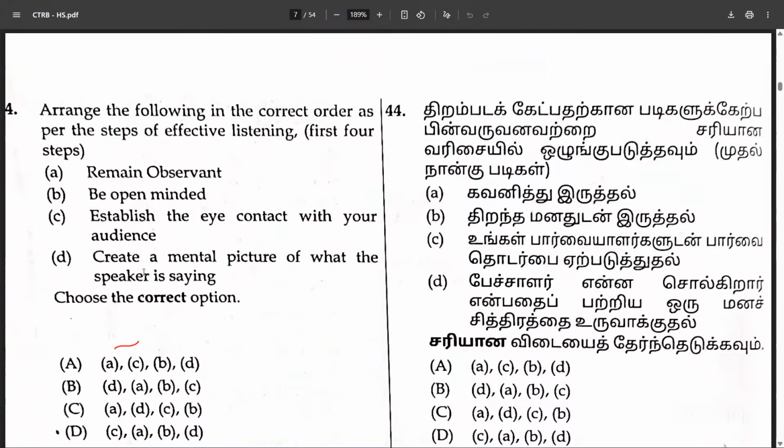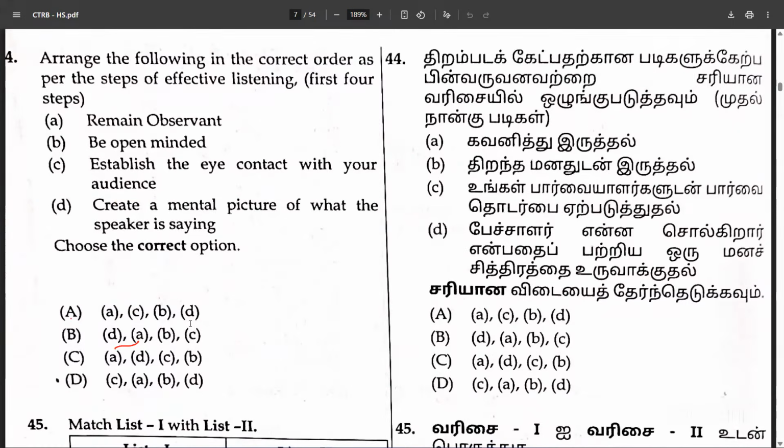Then the next question is the 44th, which is asking you to arrange the following in the correct order as per the steps of effective listening. What is the effective listening process? The correct answer is D, which means establishing eye contact with your audience is the first step of effective listening. Then A, remain observant, like see whether the audience is showing interest or not, and notice that also.